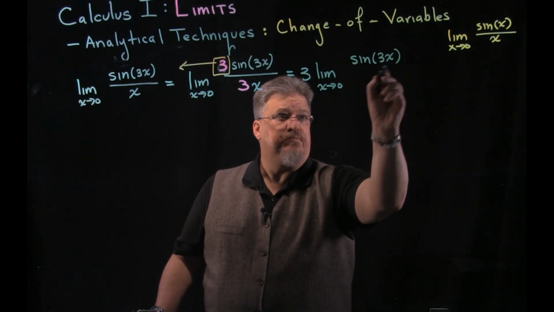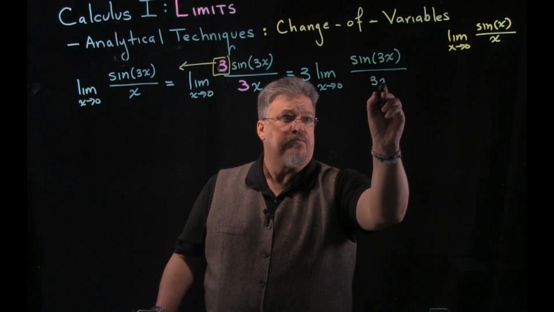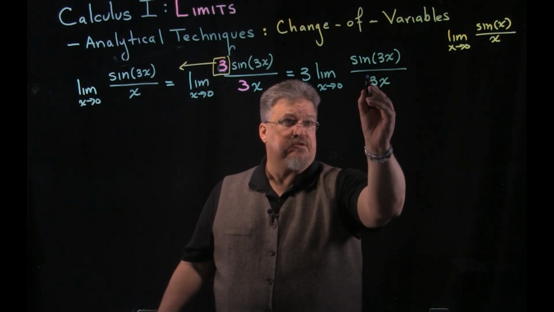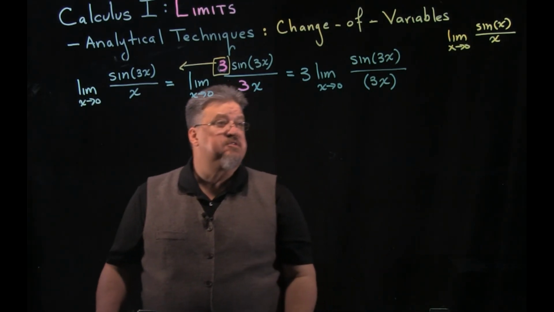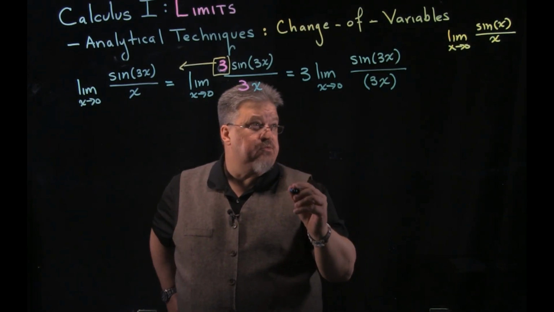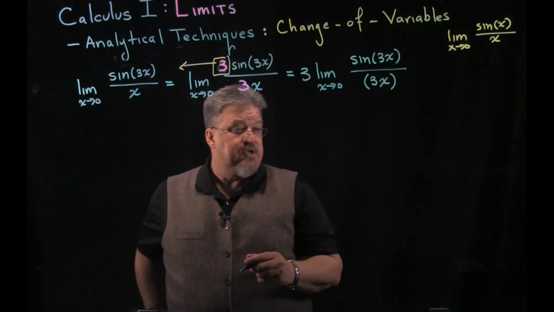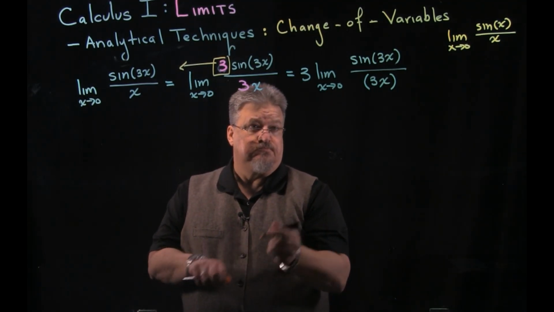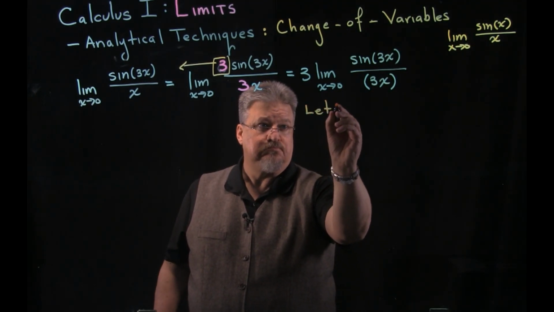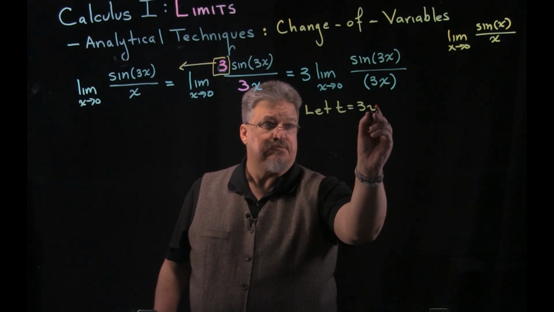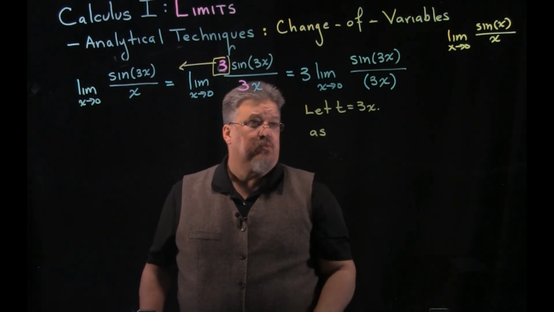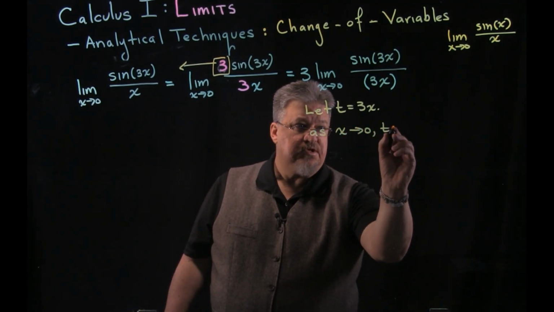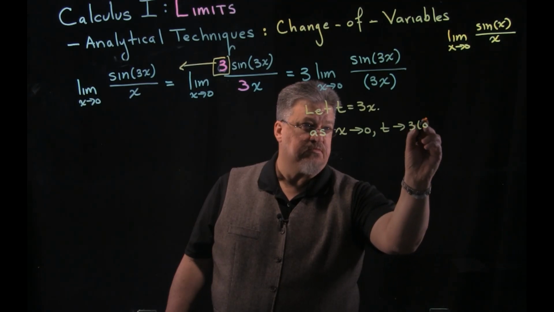All right, now we see the problem taking shape. So now we need to change variables, because what we see now is an argument of 3x as an inside function to this function, sine x over x. So to illustrate this, let's change variables. Let t equal 3x. Now we need to figure out where t is going as x goes to 0. As x goes to 0, t goes to 3 times 0, which is 0.